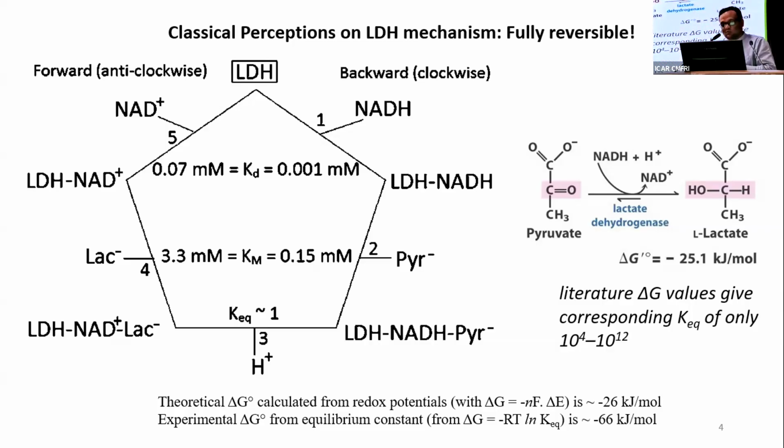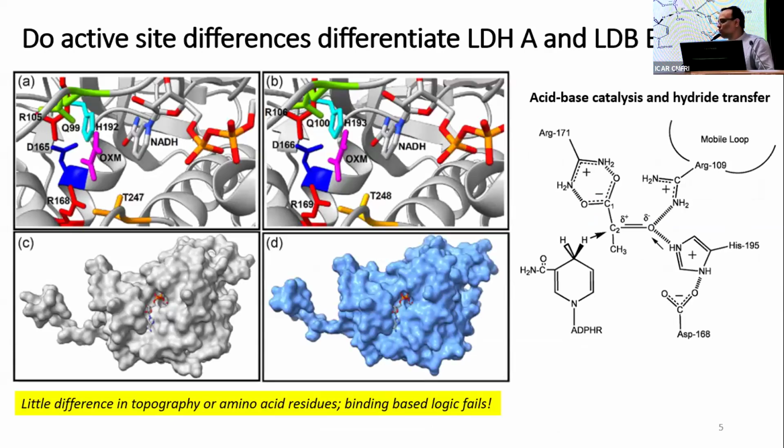So I don't want to go more into this. Now, main question. There are two isozymes, LDHA and LDHB. LDHB is supposed to be mainly in the heart, and it converts lactate to pyruvate.